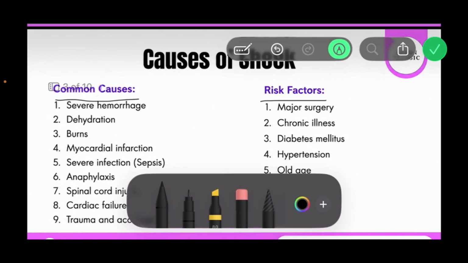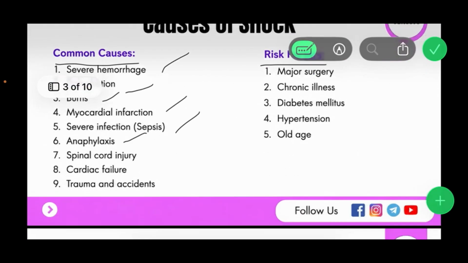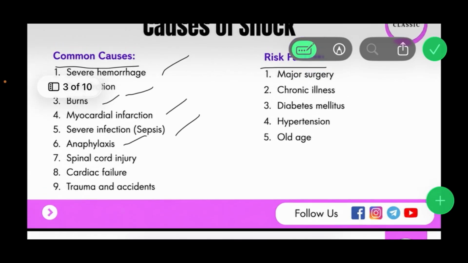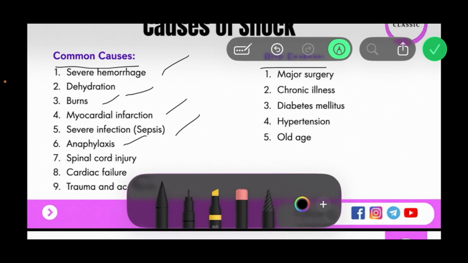Okay, coming to the causes of shock. So what are the causes of shock? First is severe hemorrhage, dehydration, burns, then myocardial infarction, sepsis, anaphylaxis, spinal cord injury, then cardiac failure, and trauma and accidents. Now coming to the risk factors. Risk factors are major surgery, chronic illness, diabetes mellitus, hypertension, and old age. These are the risk factors. So you need to remember what the causes of shock are and what the risk factors of shock are.